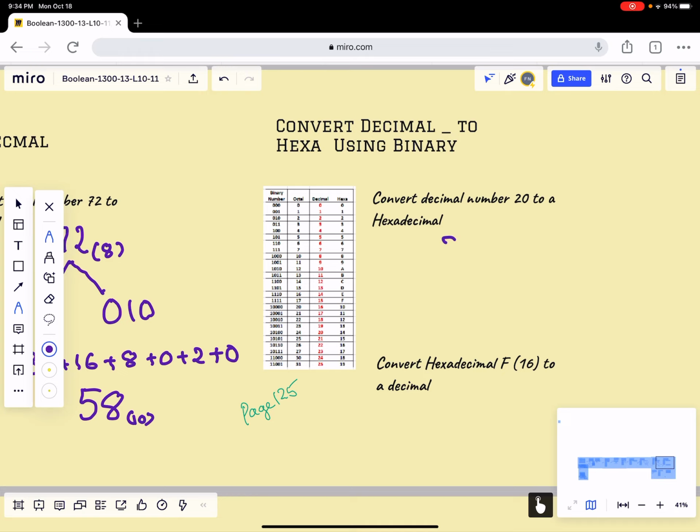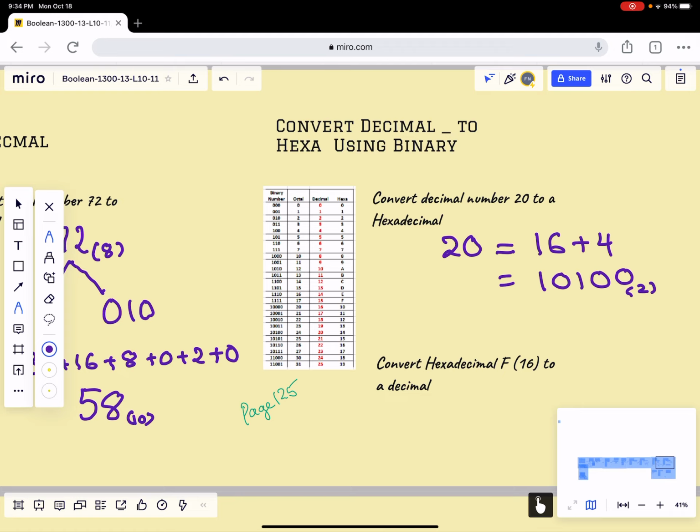So I'm going to write out 20. Change to binary, you got 16 plus 4 equal 20. So what's the binary of 20? 1 for 16, 0 for 8, 1 for 4, 0 for 2, 0 for 1. So that's the binary. Now you want to change to hexadecimal.